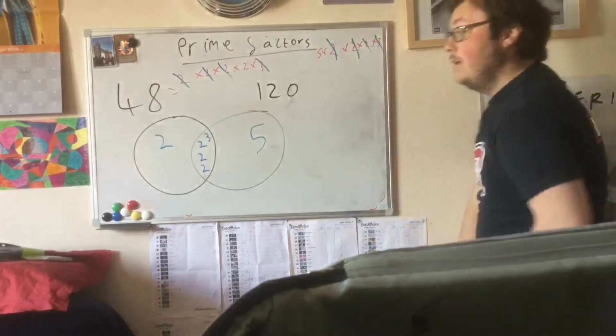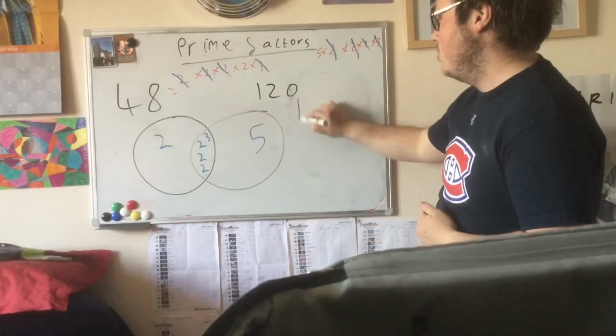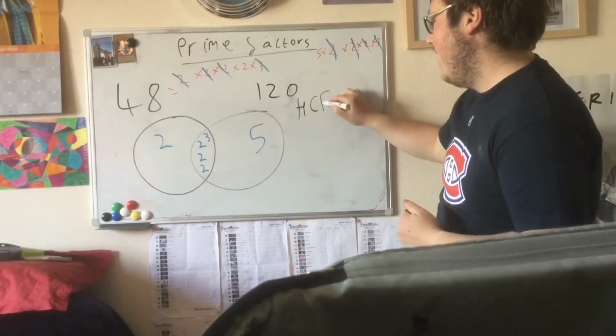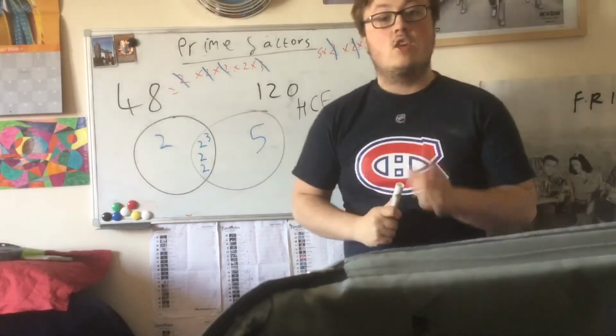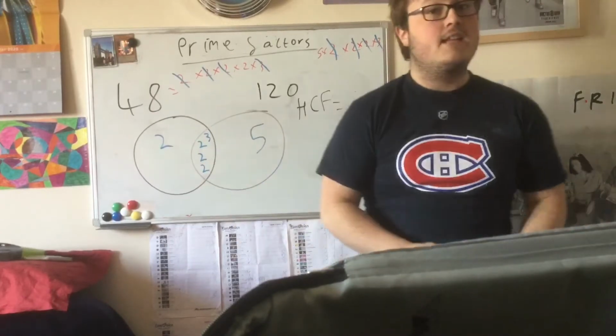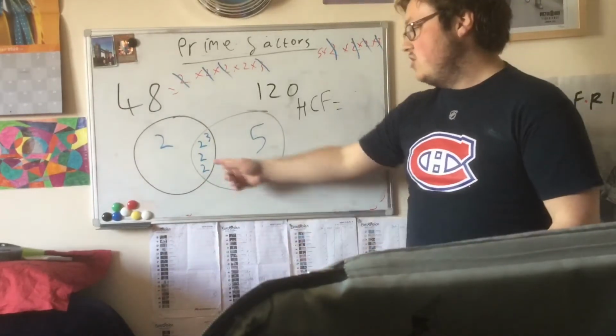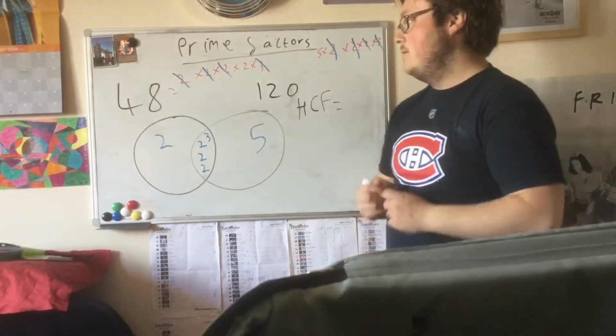So step 1, let's find the highest common factor, which I'm going to call HCF. Now, all we need to find the highest common factor are the numbers in the middle of the Venn diagram, which in this case is a 2, another 2, another 2, and a 3. And all you have to do is multiply them together.